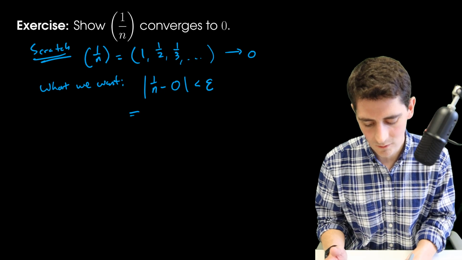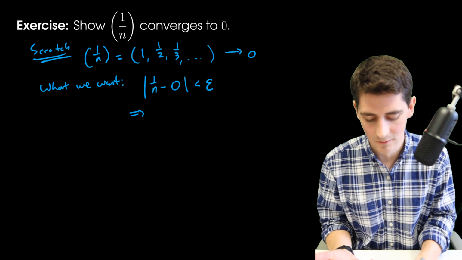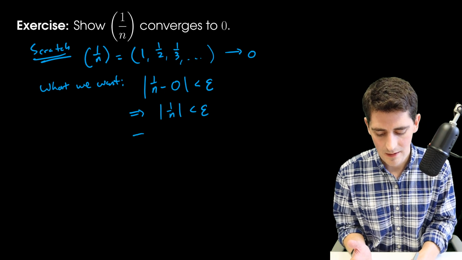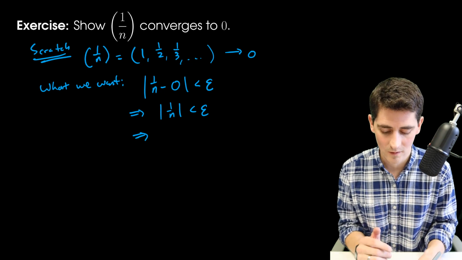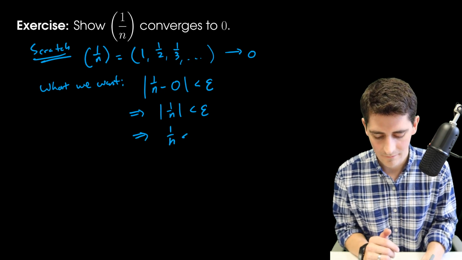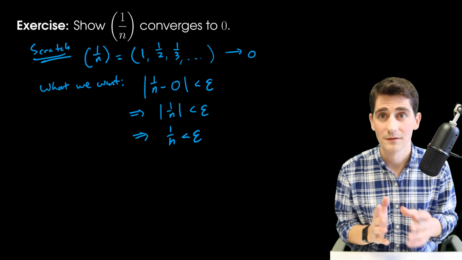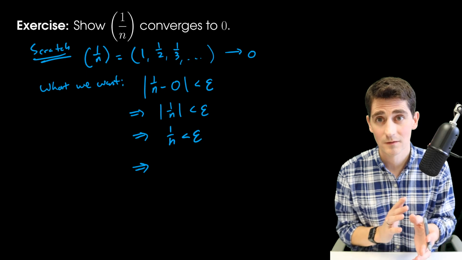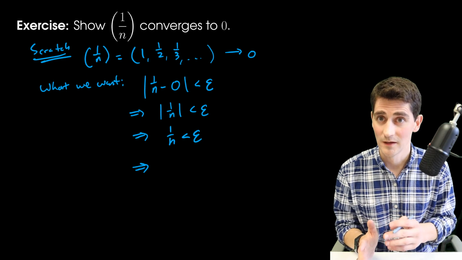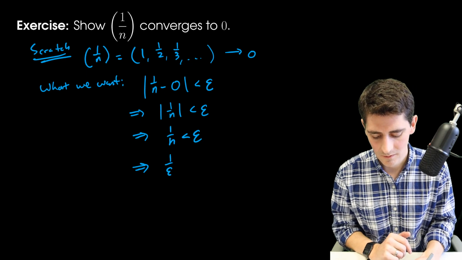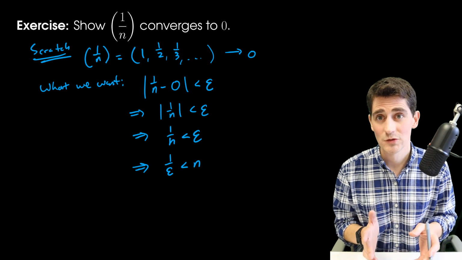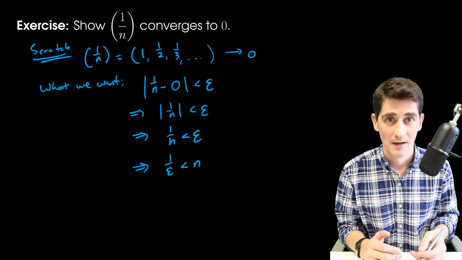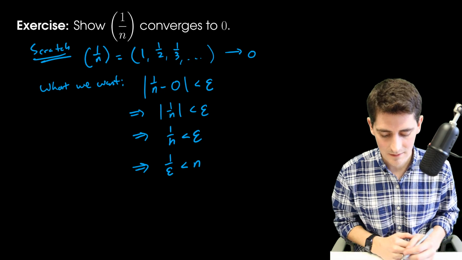Well, let's just do some work. Look, 1 over n minus 0 is still just 1 over n. So that's true, and since n is positive, 1 over n is always going to be positive. So we have this situation: 1 over n is less than epsilon. And actually, I could multiply both sides of this inequality by n and divide both sides by epsilon to end up with 1 over epsilon being less than n. And that's going to be true because n and epsilon are both positive, so my inequality doesn't flip or anything like that. So I have 1 over epsilon is less than n.